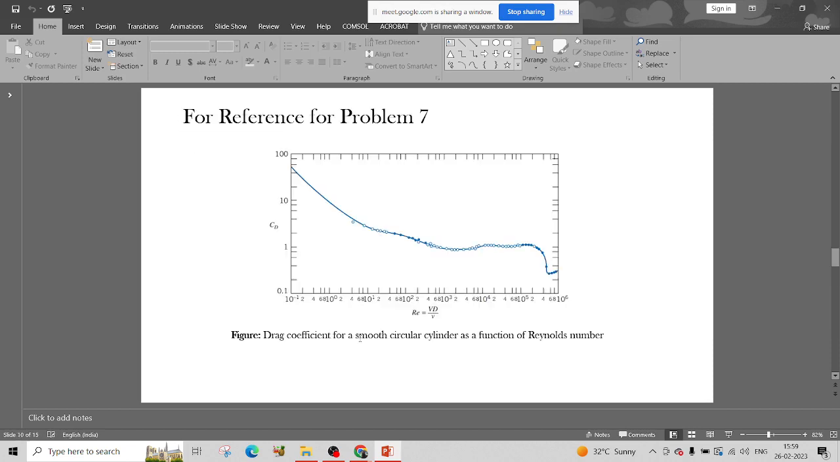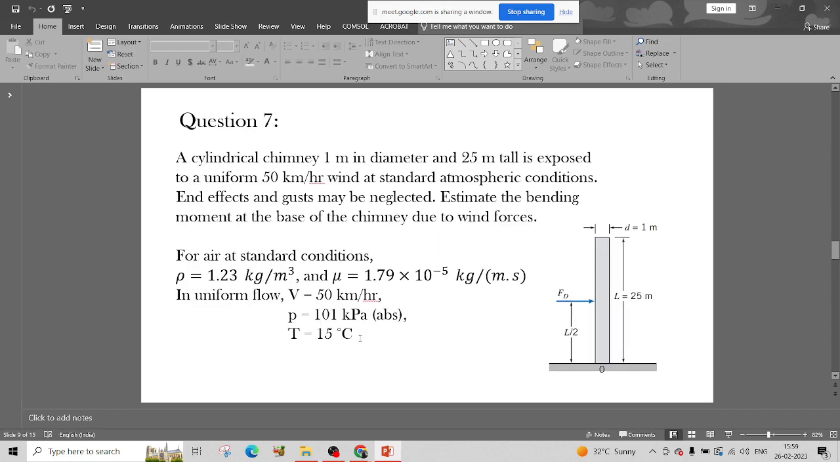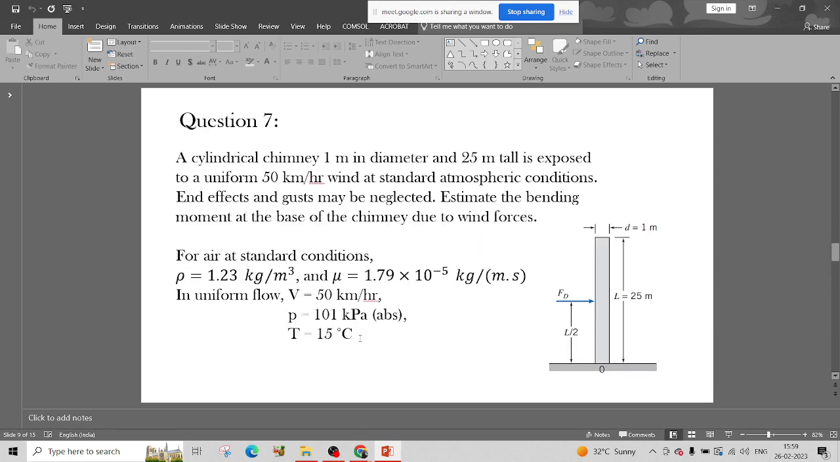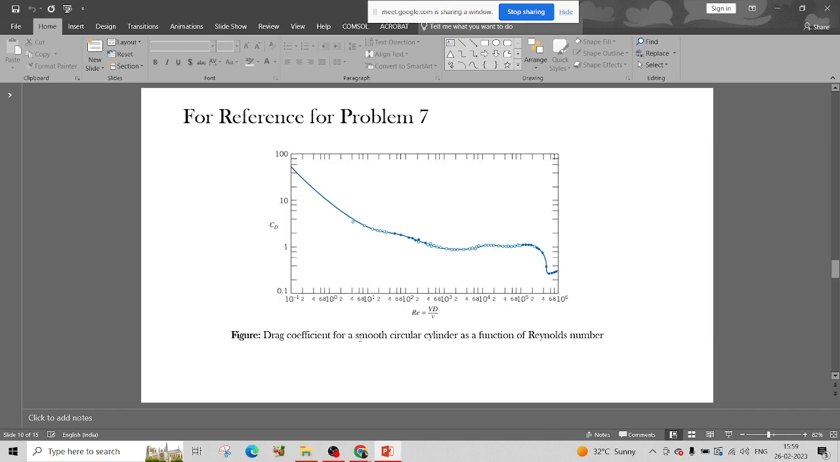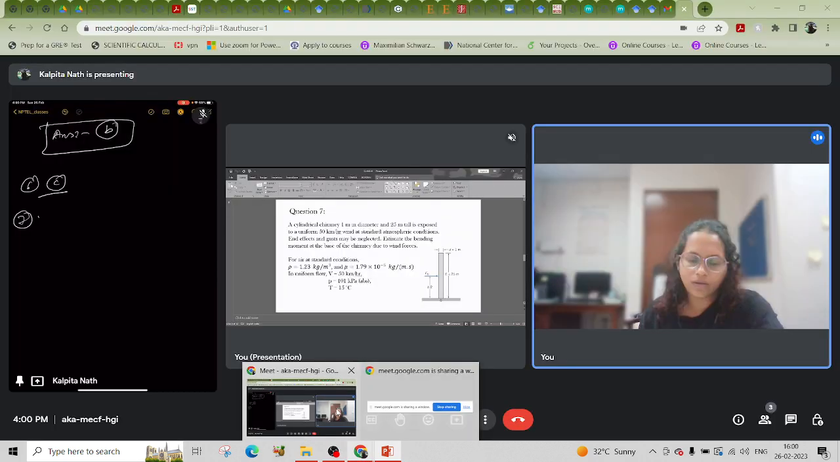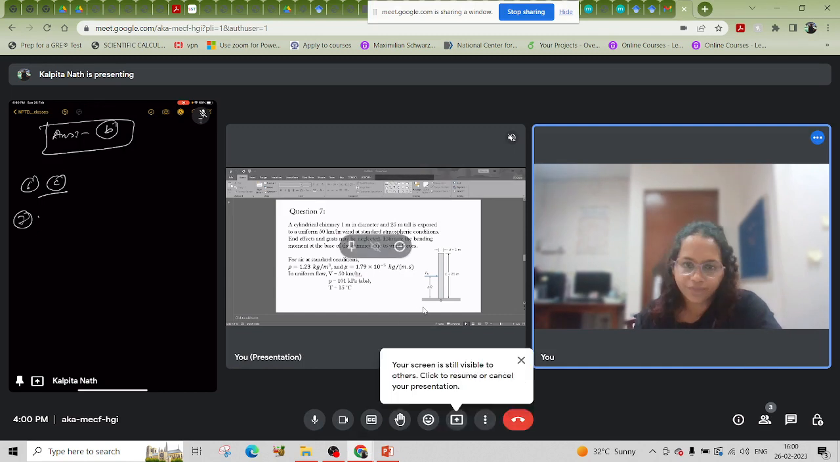So for this question, we need to find CD at given Reynolds number to find the moment. So to find the CD, this is the graph that you may follow. So this is the question. After 2 minutes, I'll give the graph also. You can now solve.